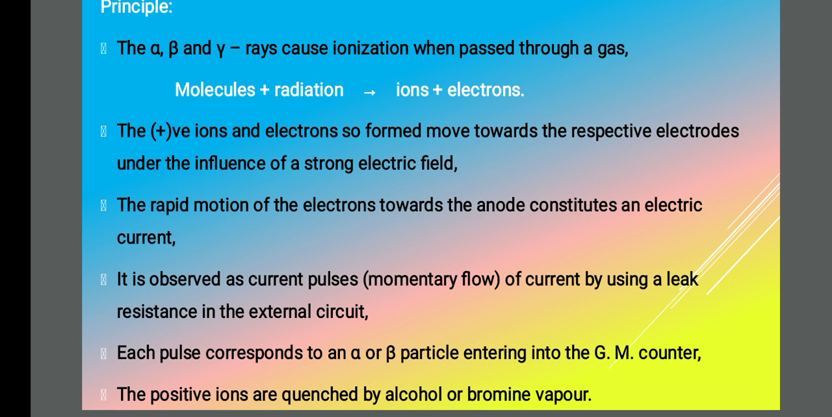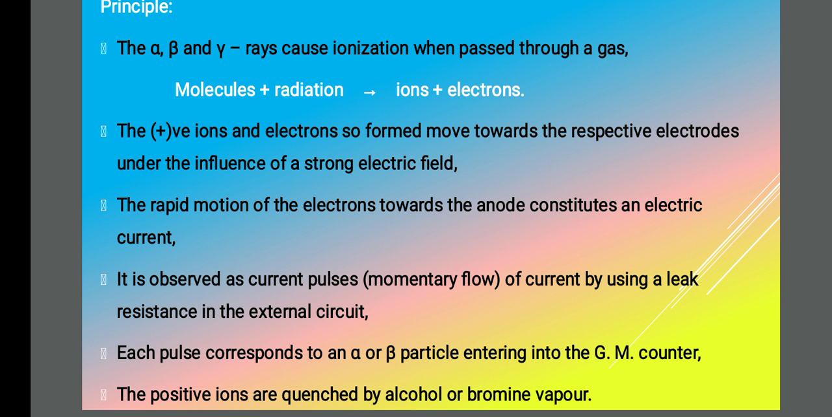Is it okay? So now coming to the next portion, as the electrons move towards the anode, it produces an electrical current, and this current is measured as a current pulse by using a leak resistance in the external circuit, and each pulse will correspond to the alpha or beta particle entering into the GM counter. Is it clear? So electrons going towards the anode will produce current, and this current is measured as a current pulse using leak resistance in the external circuit, and each pulse corresponds to an alpha particle or a beta particle entering into the GM counter, and the positive ions are quenched using alcohol vapor or bromine vapor. Is it clear? So this is the principle behind the GM counter.